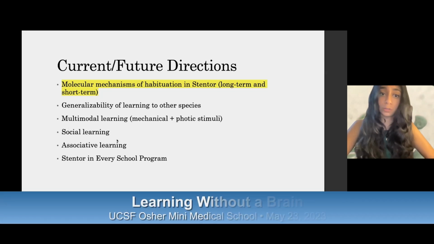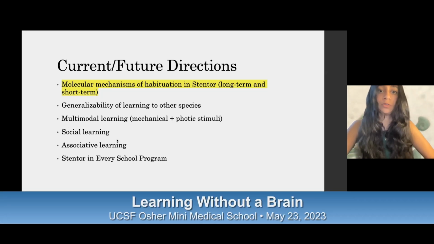So as I showed you in the Tree of Life, there are other single cells out there that are similar to stentor, and I want to see if they can learn in the same ways, if there's some conserved mechanisms of learning that are common to all of those species. I also want to see how light interacts with the mechanical stimuli, if they actually work together in promoting learning, or if there's some sort of competition between those pathways. Social learning, if stentor are able to communicate with each other in some ways.